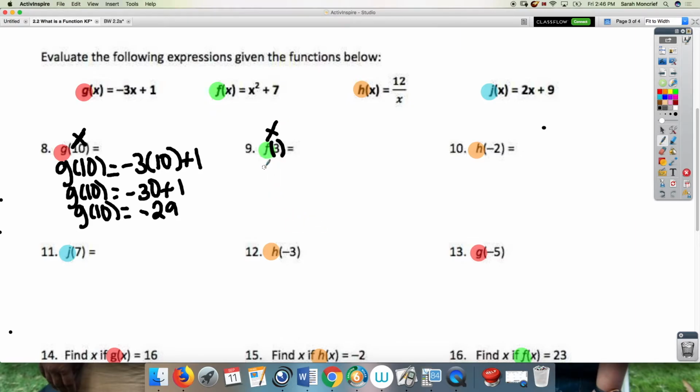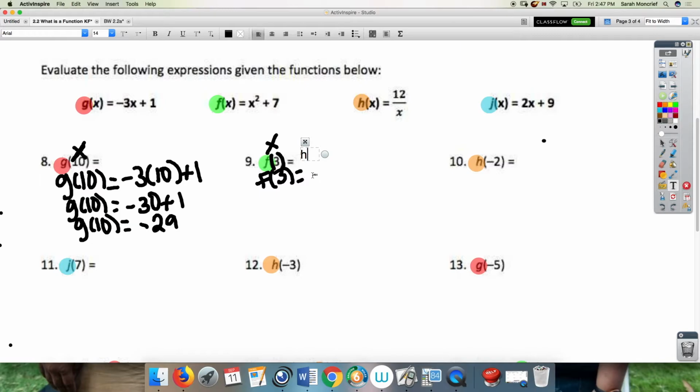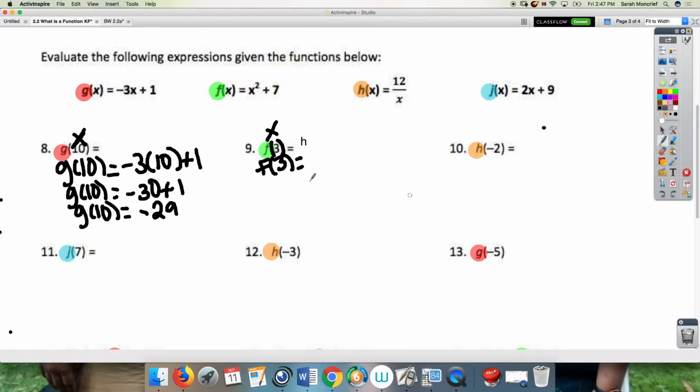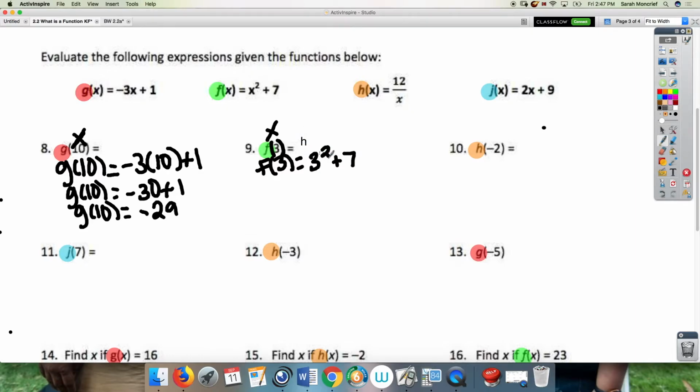So that means we should have f of 3 is equal to 3 squared plus 7. What is 3 squared? 9. We don't change anything on the f of 3 side, just bring it down. So f of 3 is equal to 9 plus 7. What is 9 plus 7? 16. So f of 3 is equal to 16. And we're done with that one.